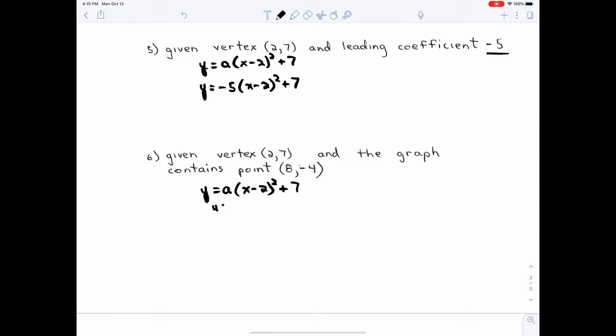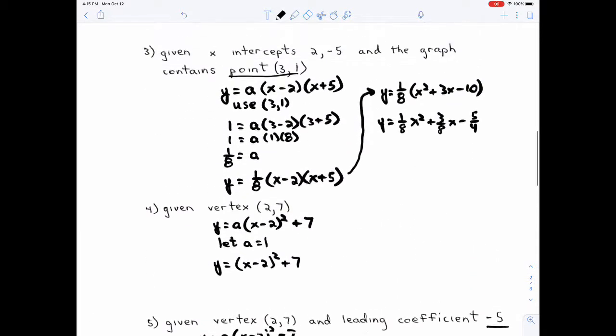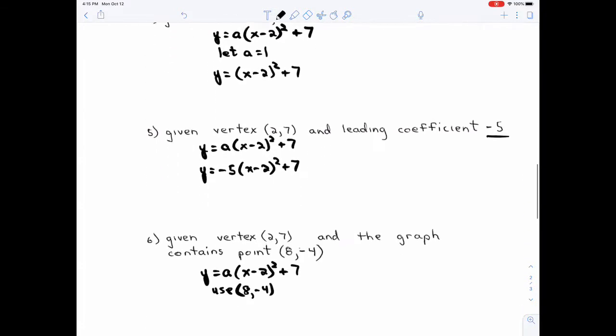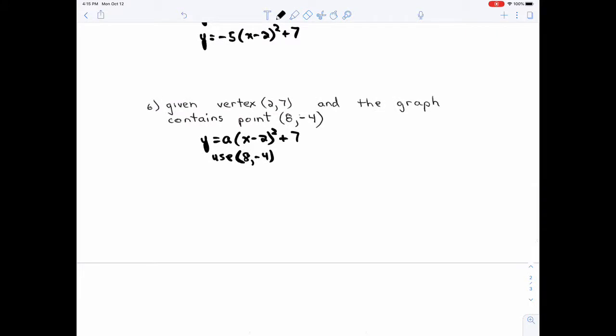So what I'm going to do is use the point (8, -4) and calculate a, just like I did up here in number 3, right? I plugged in the point (3, 1), calculated a, and then put it in the problem. Okay, so here I have -4 equals a times (8 minus 2) squared plus 7. So we have -4 equals. Now, I'm going to show you the most common error here. It's a times 8 minus 2 is 6. Squared is 36.